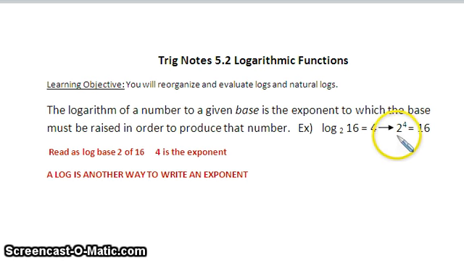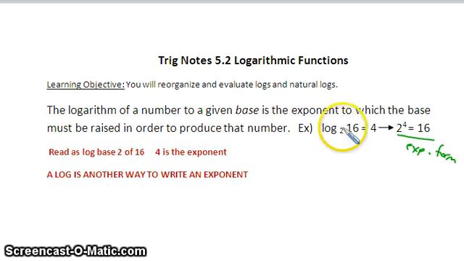Now what we're used to seeing is something in exponential form: 2 raised to some exponent of 4 is equal to 16. Well, we're going to be looking at log form now. Log base 2 of 16 equals 4. And we're going to have to figure out how this means the same thing as 2 to the 4th power equals 16.